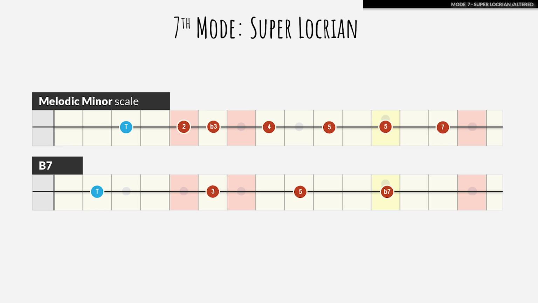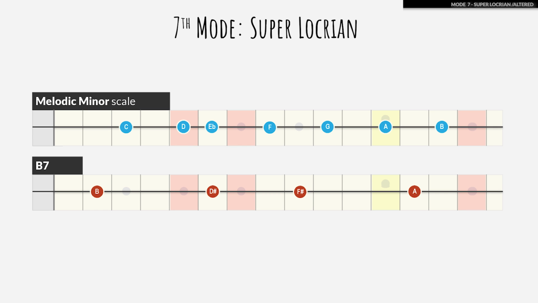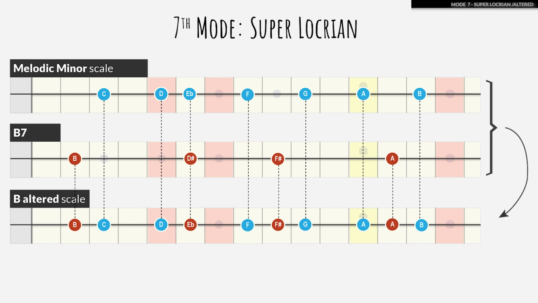As a rule, you can play the melodic minor scale that is a half step higher than the dominant chord over which you want to improvise. So there's a lot of tension hidden in this scale. So play C melodic minor over B altered. This results in the B altered scale.